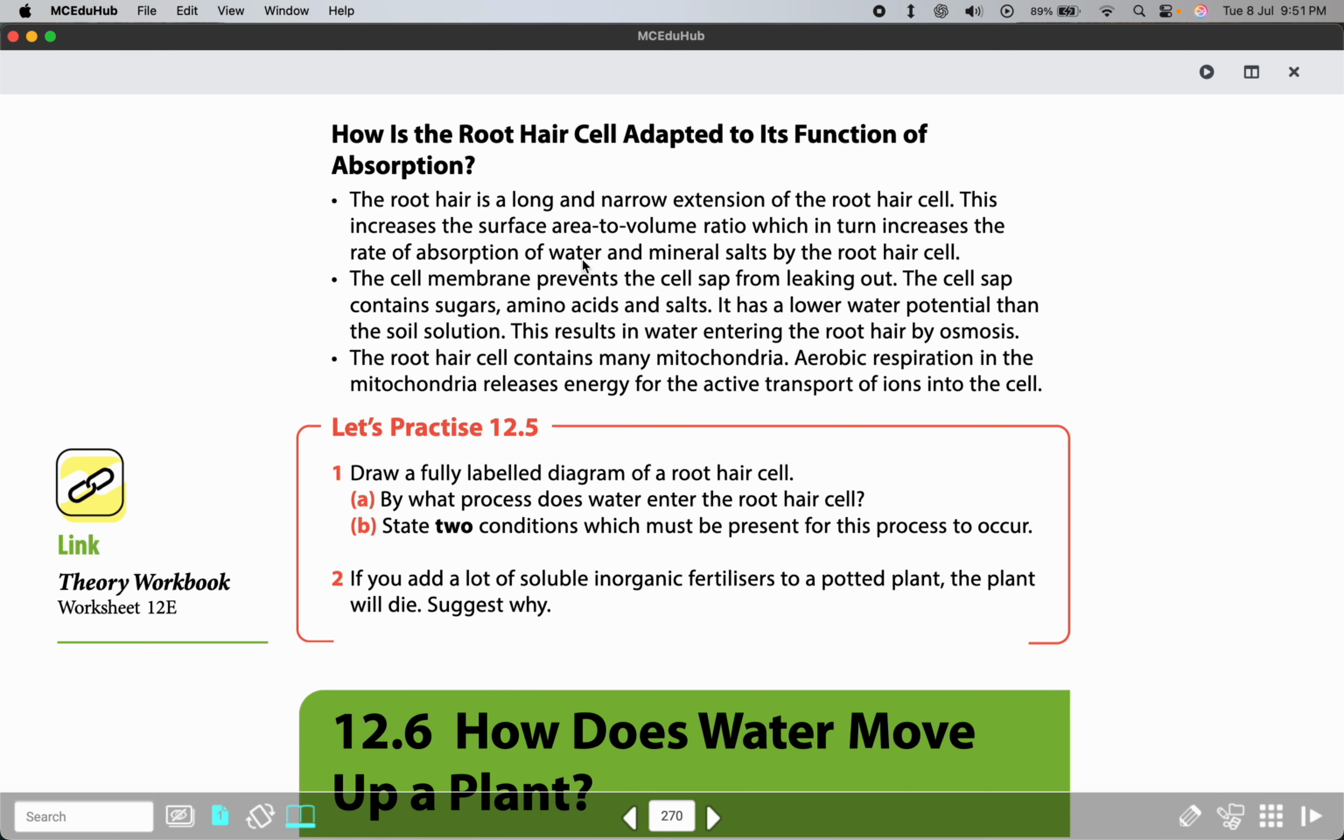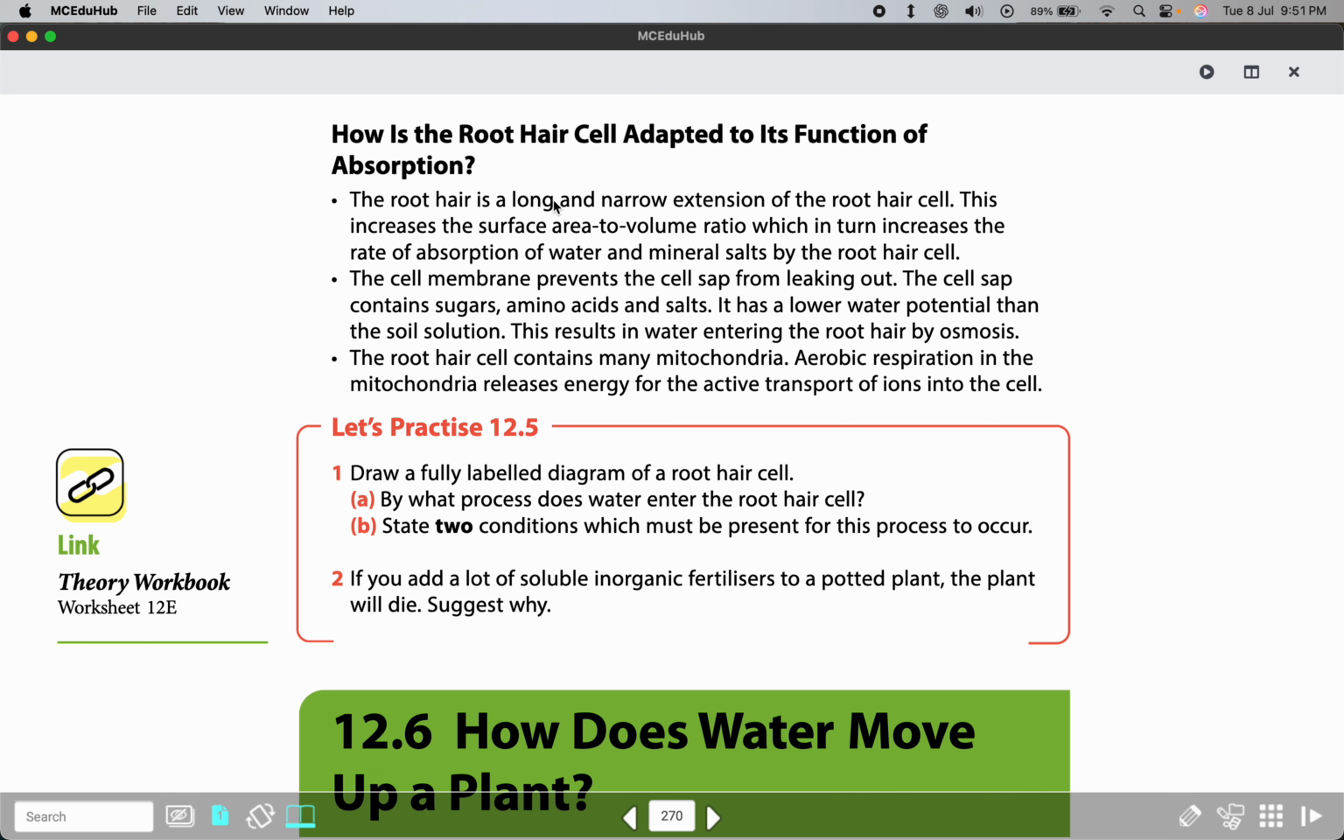So how is the root hair cell adapted to its function of absorption? There are a few things. Firstly, the root hair is a long and narrow extension of the root hair cell. This increases the surface area to volume ratio, which in turn increases the rate of absorption of water and mineral salts by the root hair cell.